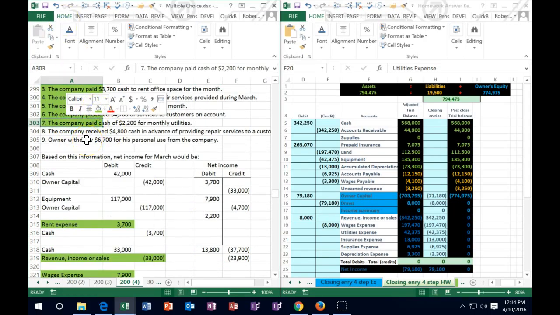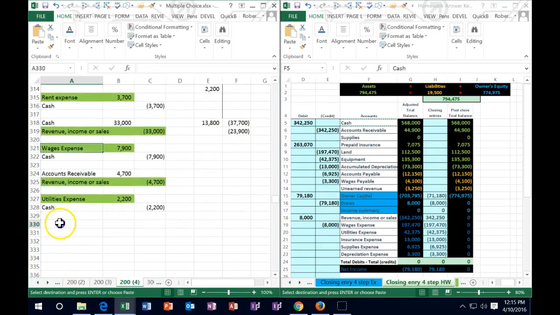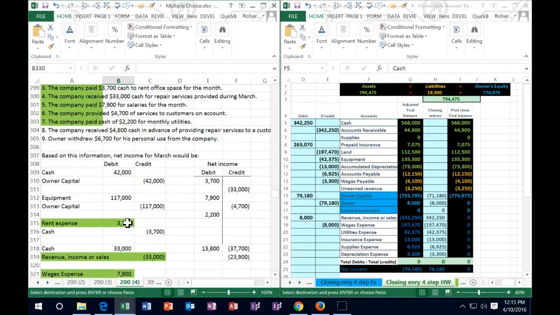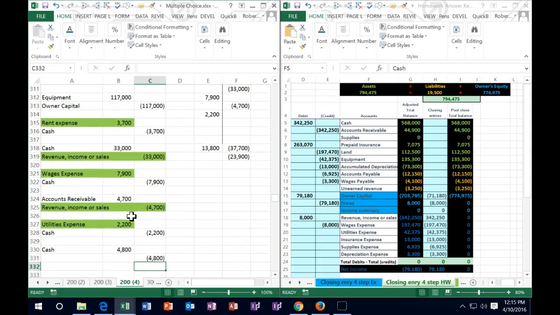Then the next one, the company received 4.8 cash in advance of providing repair services to customers. All right, so is cash affected? Yep, we received, that keyword being received again, so I'm going to say cash is affected. And then we're going to go down here, skip a line, and put it on the debit side. Cash is affected. We'll put that up top for 4.8, and then we'll credit something for 4.8.